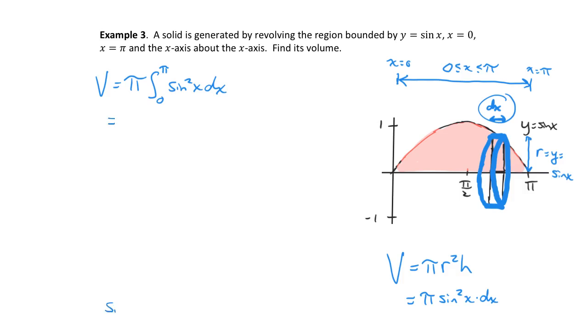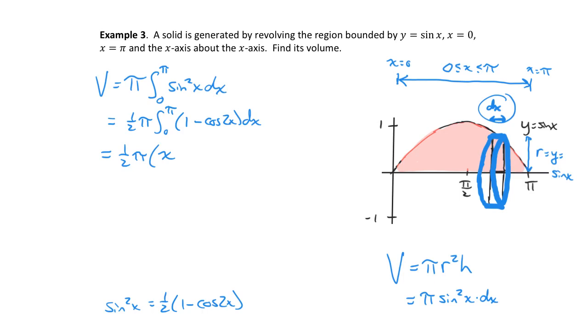The half angle identity says that sine squared of x is equal to 1/2 of 1 minus the cosine of 2x. So I'm going to bring the 1/2 out front, 1/2 times pi, times the integral from 0 to pi of 1 minus the cosine of 2x dx. We get 1/2 pi. The antiderivative of 1 will be x. The antiderivative of the cosine of 2x is the sine of 2x, but because of the 2 in there, we have to compensate out front by multiplying by 1/2. You could use substitution by letting u equal 2x, but if we can think backwards, that saves us a little bit of time.